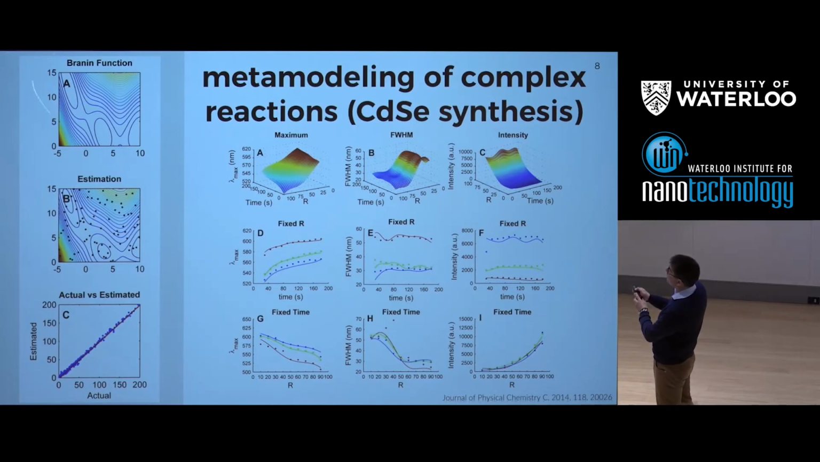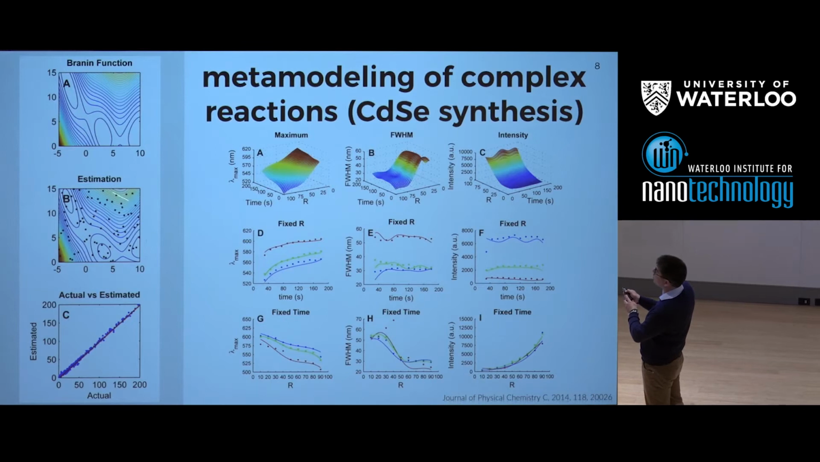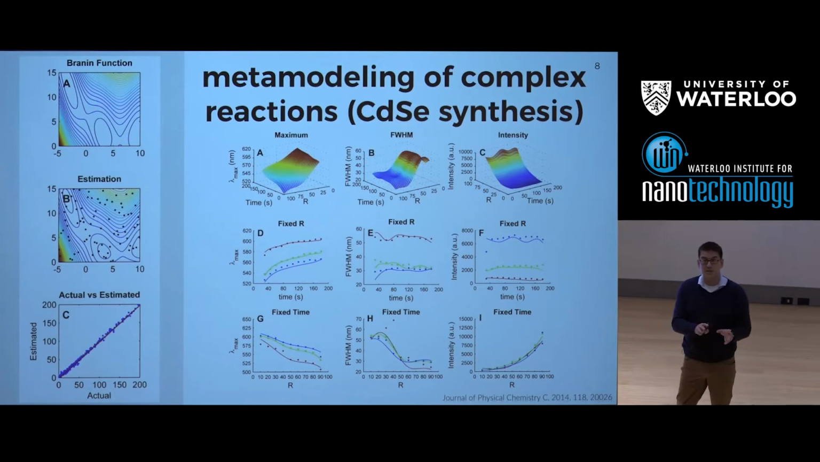We then compare the actual map with the map that we've estimated here, and then we randomly sample another 200 points. And you can see here that we have almost perfect correspondence. So this is telling us that by using a metamodel, we can start to predict very, very complex hypersurfaces using a minimal number of experiments.